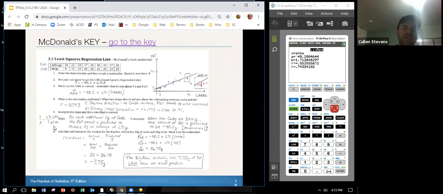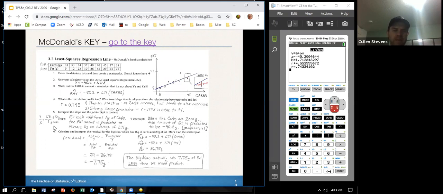So what I have is, for each additional 1 gram of carb, the fat amount is predicted to go up, or increase, on average by 1.71 grams. So important here to have the predicted and the on average. The predicted is telling us that we're using a model. The on average tells us that we know what slope means.